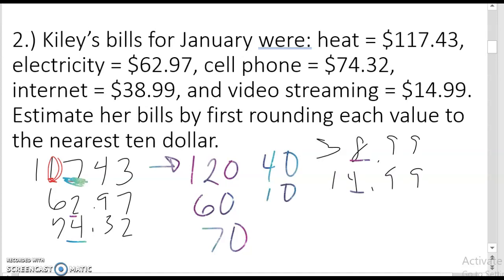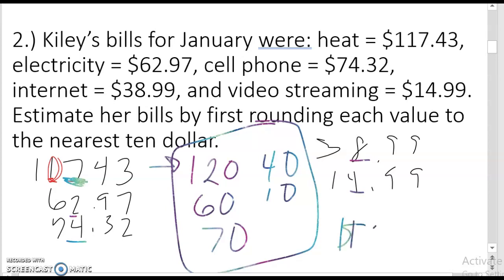Now you might be thinking, well, Becky, we round 3 of those down and only 2 up, so this is maybe an underestimate. And maybe, but the whole point of estimating is to be close, right? That's the goal. So we're going to add these 5 numbers together. 120 plus 70 plus 10 is 200 plus 60 plus 40. Comes out nicely to $300.